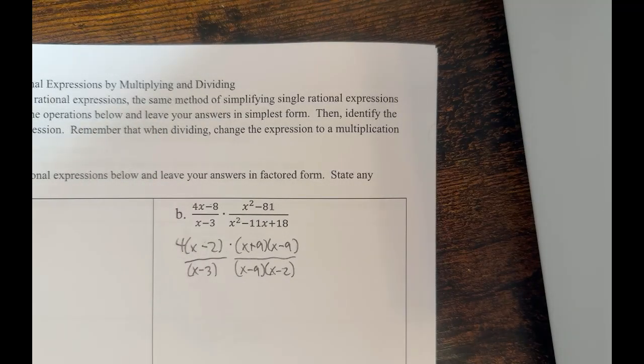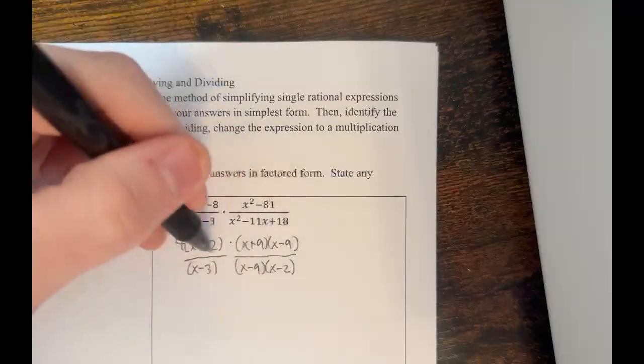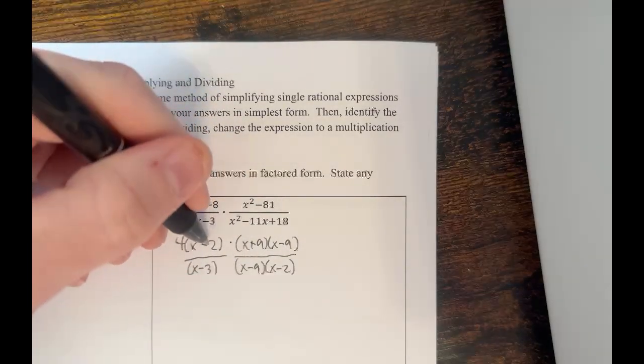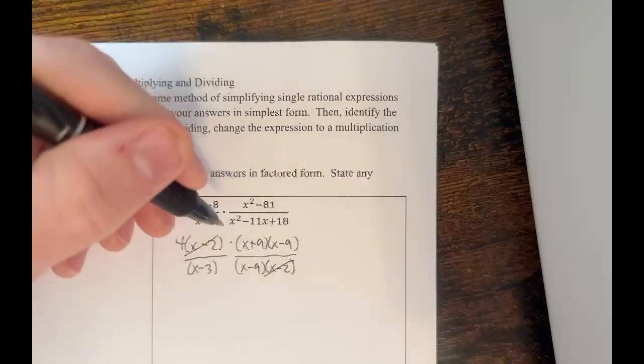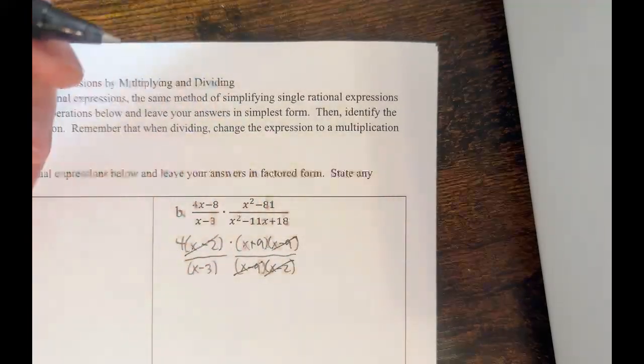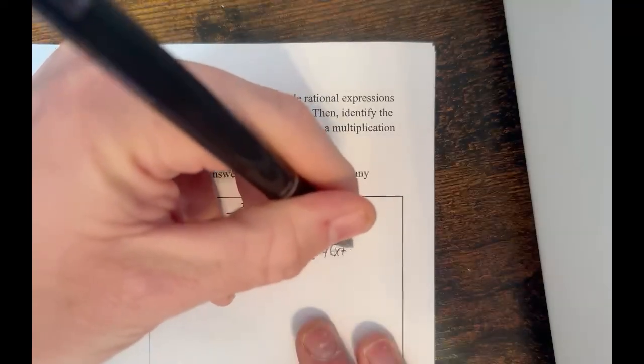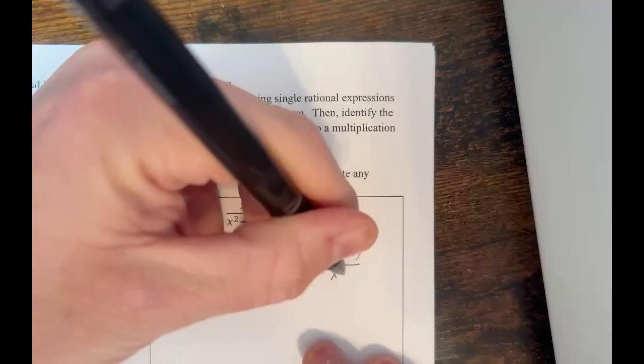All right? Now, here's the rule when you multiply. You're allowed to cancel anything on top with anything on the bottom. Any common factor on top can be canceled with anything on the bottom. Doesn't matter which fraction it's underneath. It's like x minus 2 there can be canceled with x minus 2 there. The x minus 9s are underneath the same fraction, but that's fine. So you're left with 4 times x plus 9 divided by x minus 3.